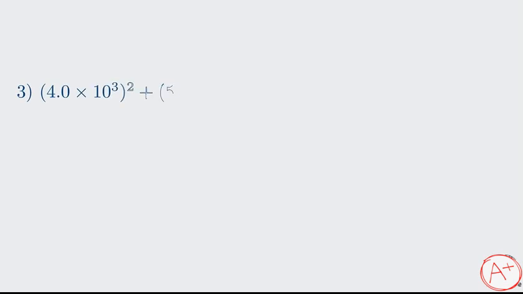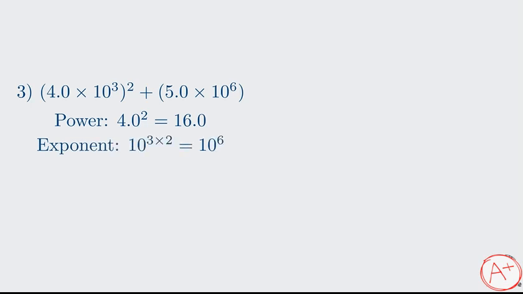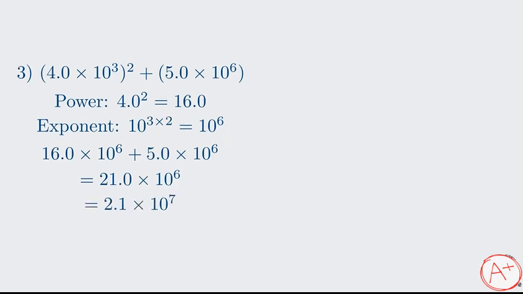For the hard question, we first square the term in brackets. Square the coefficient. 4 squared is 16. Multiply the exponent by 2. 3 times 2 is 6. Now we add them. Since the powers of 10 are both 6, we simply add 16 and 5. Finally, adjust to standard form. The final answer is 2.1 times 10 to the power of 7.